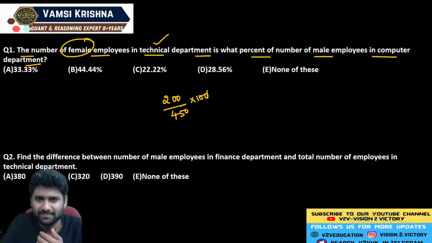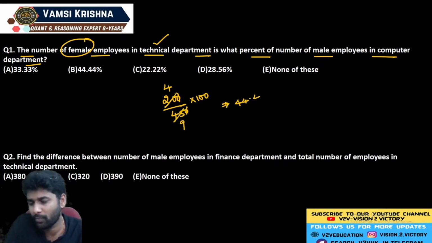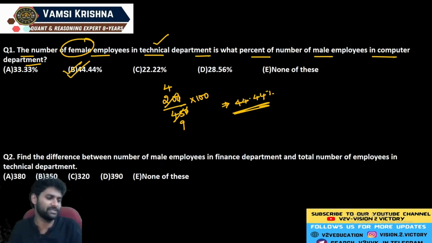Go through the calculation. See, it's like just cancel in this way. Go through the table here. 5 fours are 20, 5 nines are 45, so 4 by 9 value is exactly equal to 44.44%. So 44.44%.